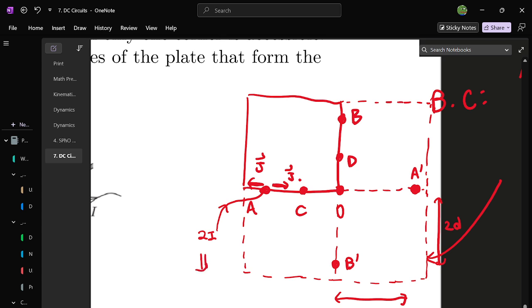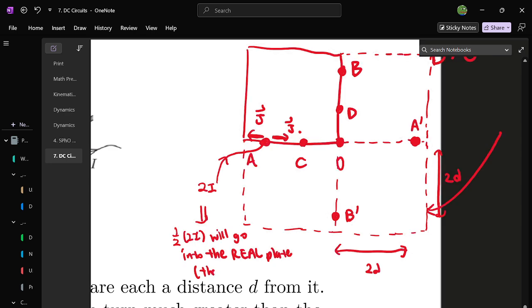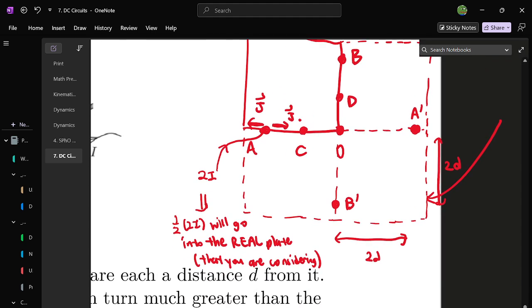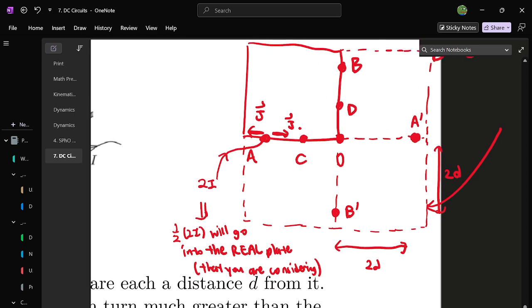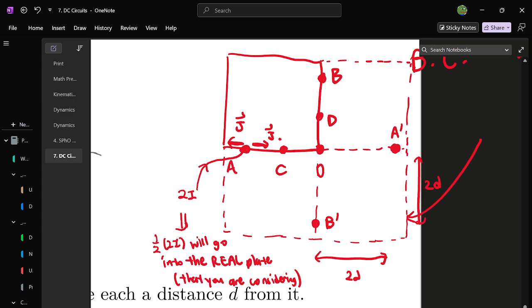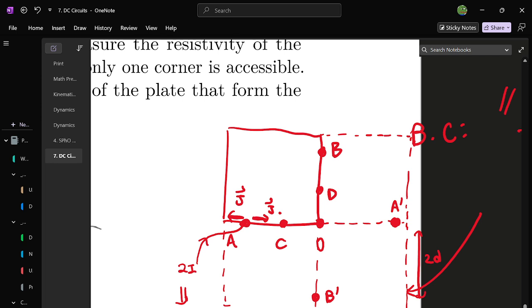And once you put in 2I, half of 2I will go into the real plate that you are considering, which gives you back the exact same situation as the real situation. So that's what you need to do to make the image situation replicate the real situation. So you need to multiply all the currents by 2. In a similar vein, the things coming out from B must be 2I.